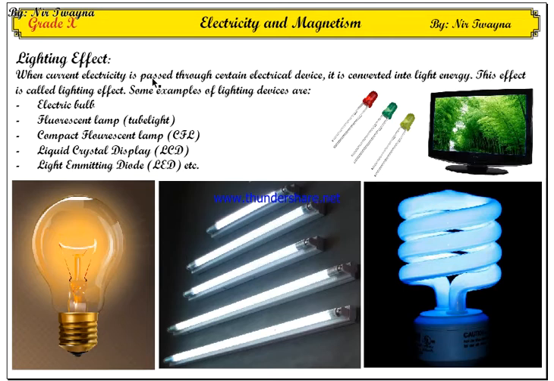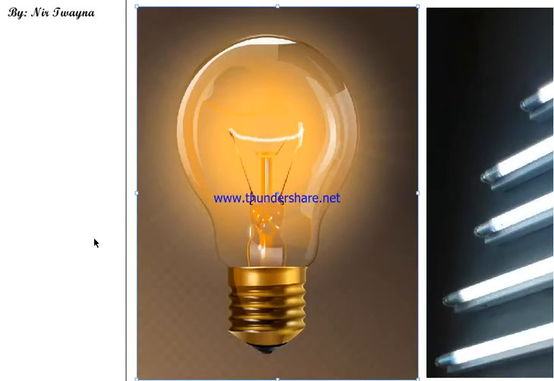When current electricity is passed through certain electrical devices, that electrical energy is converted into light energy, and this effect is called lighting effect. Some examples of devices that show the lighting effect are illustrated here. This one is an electrical bulb, which is outdated nowadays.